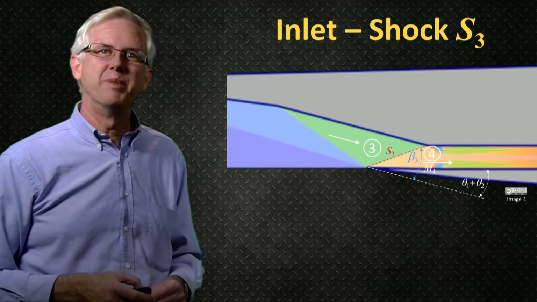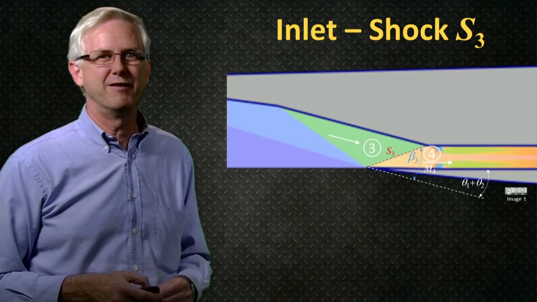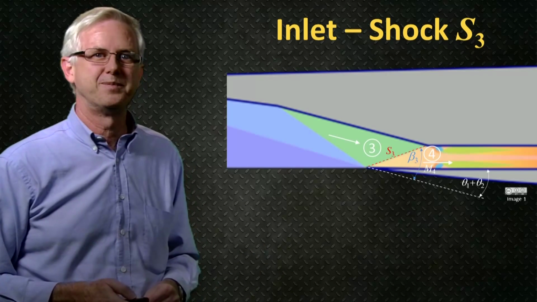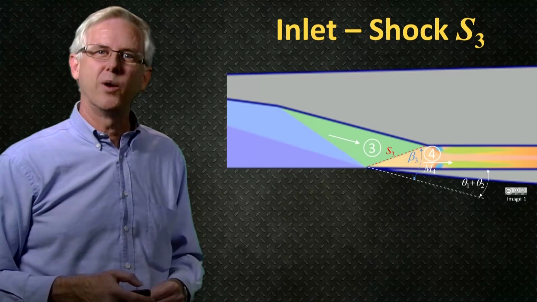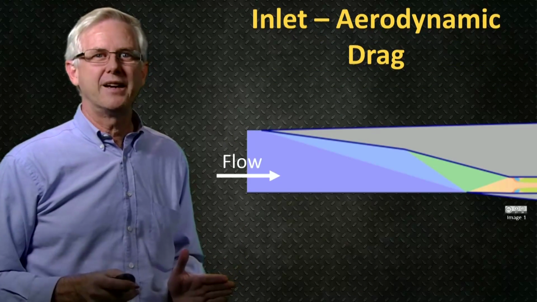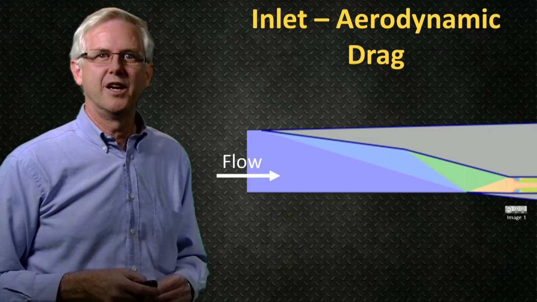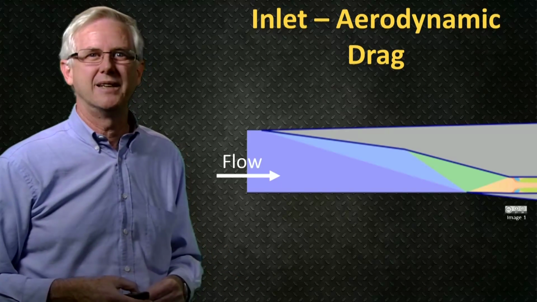So the shock angle β3 is the angle the shock makes relative to the oncoming flow, the flow at state 3. You're now ready to analyse the flow through the combustor. But before you do that, I want you to calculate the overall aerodynamic drag force on your inlet.